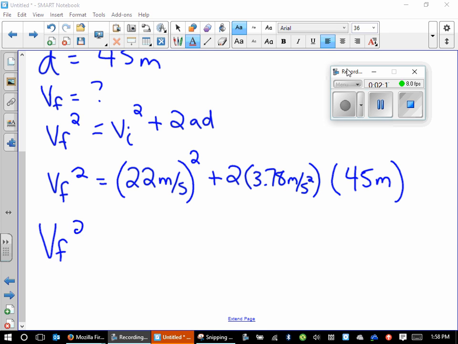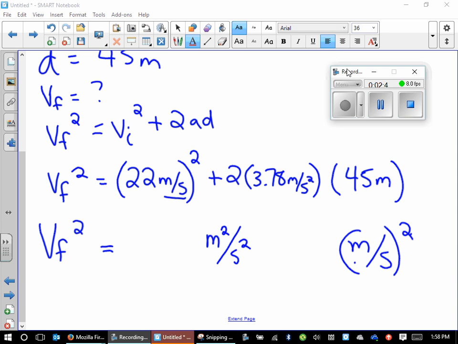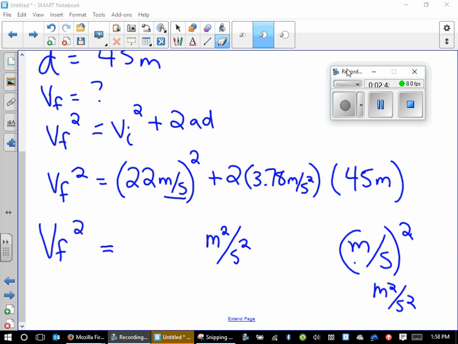V final squared. Okay. Here I'm going to get meters squared per second squared, and here I'm going to get meters times meters, which is meters squared per second squared. So my final is going to be meters squared per second squared. Does that make sense? Well, this is a velocity squared, and here's velocity squared. Well, guess what? That's meters squared per second squared. We're in a good place. We've probably done this correctly.